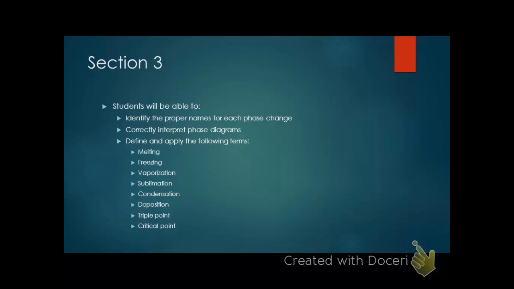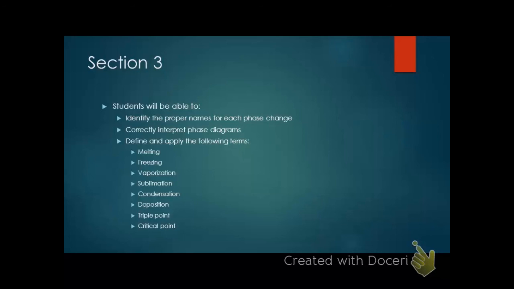All right, everyone, we're back to start section 3. Section 3 is actually going to be a fairly quick unit because it's more about interpreting the diagrams and being able to read the chart than it is about adding too many more concepts to it. But one of the things that we want to be able to identify and characterize are the proper names for each phase change, and to correctly interpret phase diagrams.